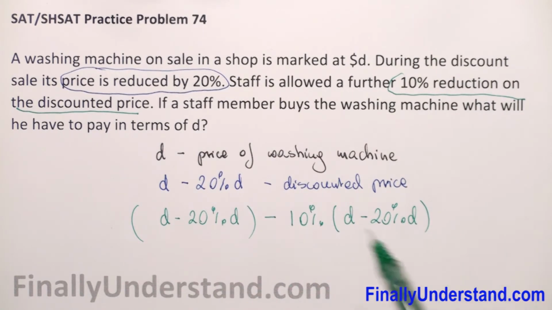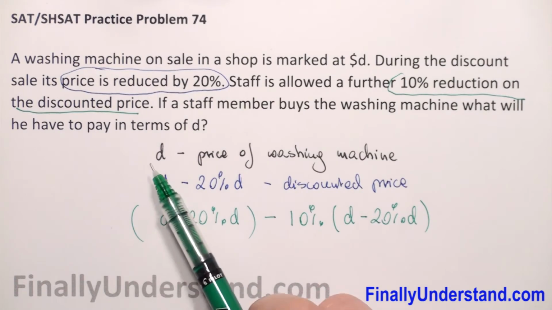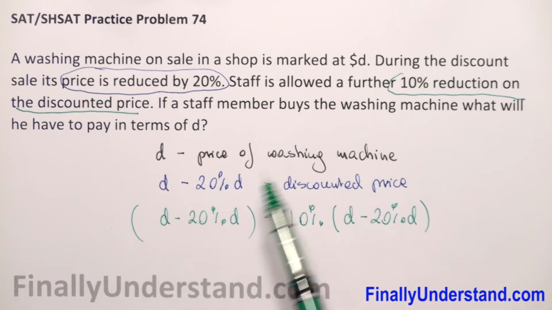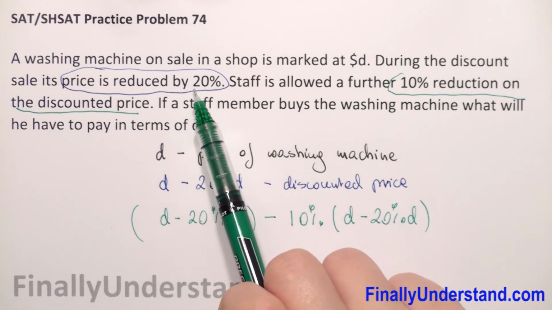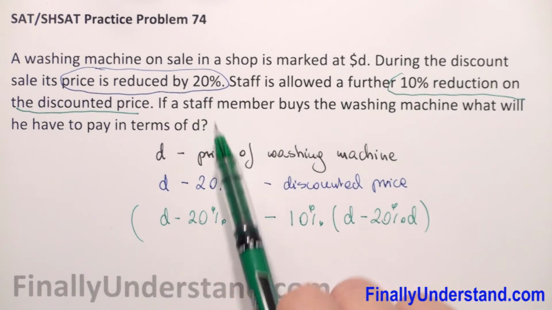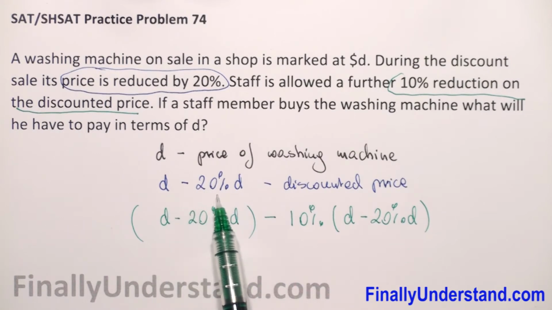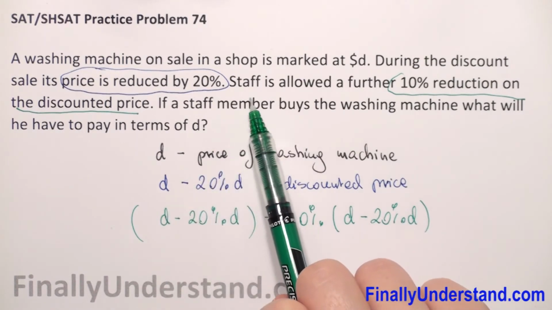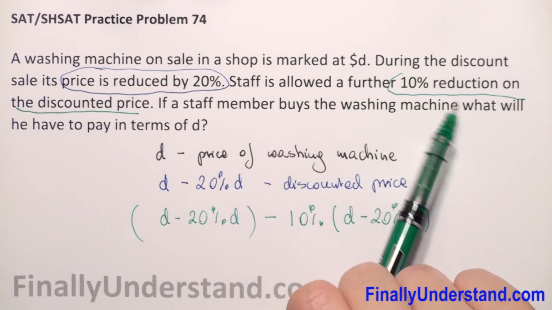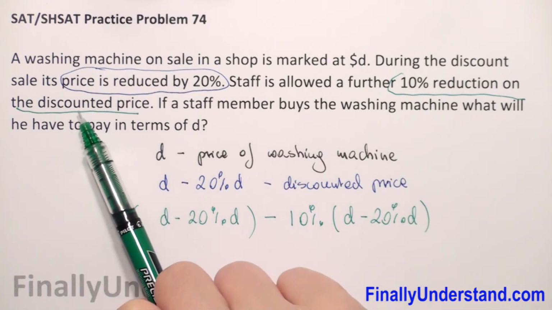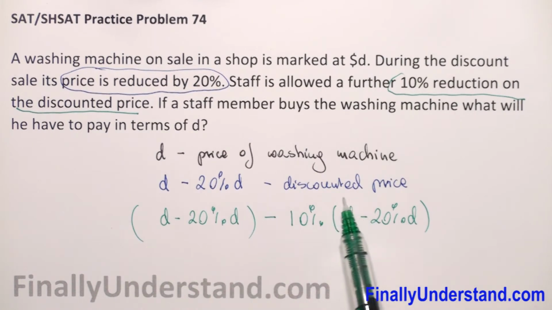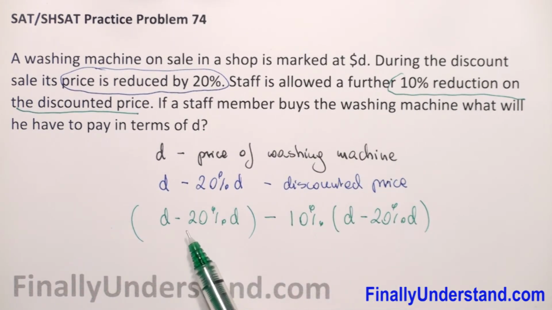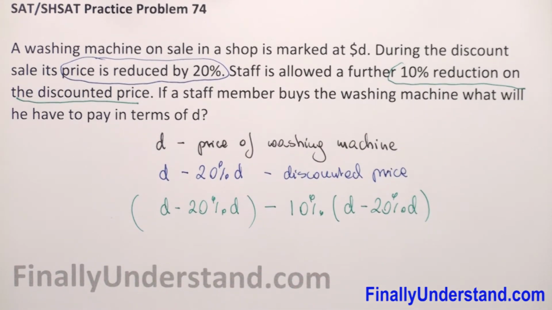Let's check again. We are given the price of the washing machine is D. The price is reduced by 20%, so we have to subtract from the price 20% of D. Next, the staff is allowed a further 10% reduction of the discounted price. So we have to take 10% of our discounted price. This is our discounted price, and we have to subtract it from the discounted price, of course. And now we have to just calculate this.